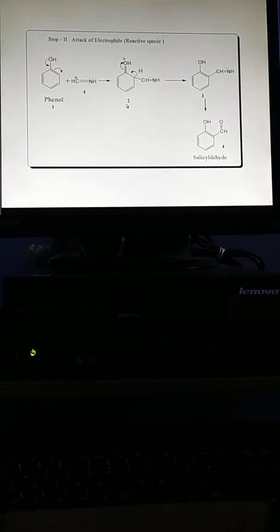In the next step, that is the attack of the electrophile. Here we have the phenol, with movement of electrons, so the ortho position becomes electron rich. From the earlier step, structure 4, the carbon is electron deficient. So this electron rich position attacks the electron deficient carbon, and that forms intermediate 2 here.